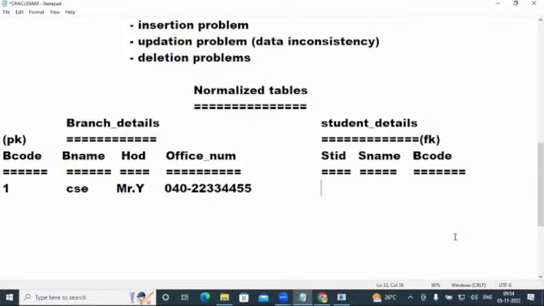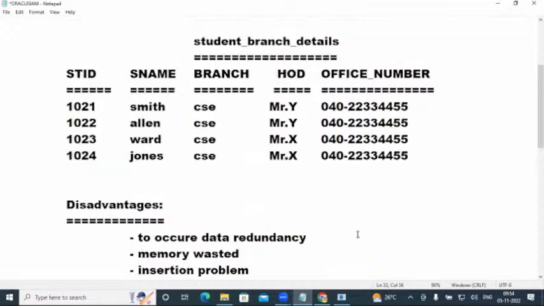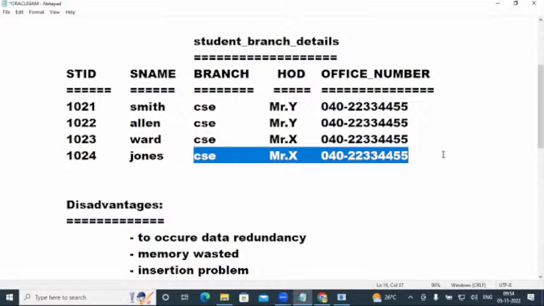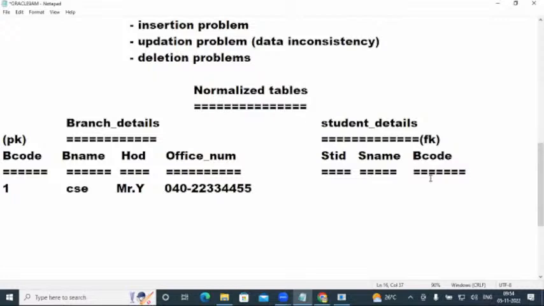What did we delete? Only student data was deleted, but you still have the branch information. I'm not losing the branch information, I lose only the student. Student only I'm deleting, but the branch I still have here. But in the other table, once the student data was deleted, the branch data was also deleted along with it. That's the problem, but here that problem is not there. Now tell me, is normalization good or is denormalization good?